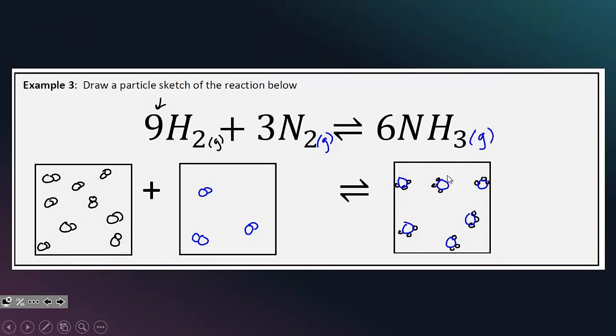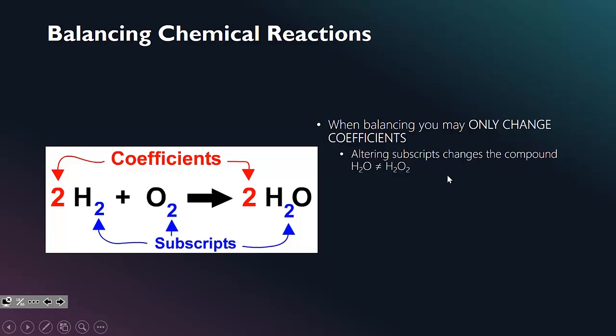In our previous example, you see that all 6 of our nitrogens get paired up with 3 hydrogens. So to make that work, it would take 9 hydrogen molecules for all 3 of our nitrogen molecules. This is a balanced chemical reaction. So again, we balance chemical reactions by adding coefficients. Coefficients apply to the entire molecule, while subscripts only apply to the atoms directly in front of them.